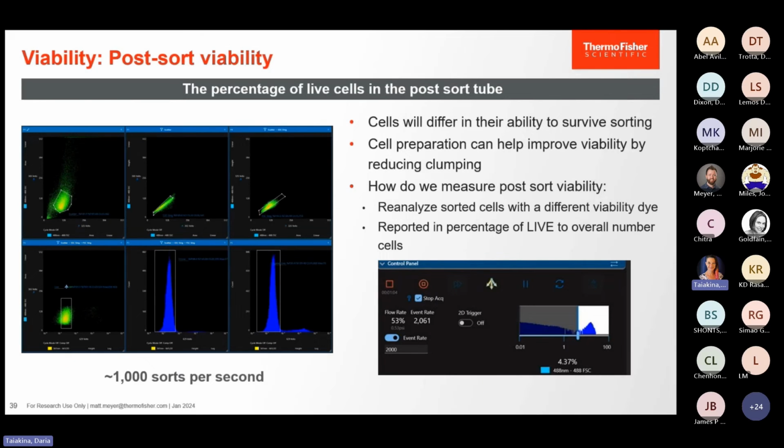And it's very simple to remeasure post-sort viability. We can just reanalyze the sorted cells, typically with a different viability dye, and then we can report the percentage of live to overall number of cells. So if you sort 1,000,000 cells, just rerun those cells, have the same gates, look at how many fall within the live or dead gates, and use any sort of viability dye. In this case, we're sorting Jurkats at 1,000 per second on a 100 micron tip at 30 psi, using Cytox Advanced as our viability dye, and then just rerunning those cells.